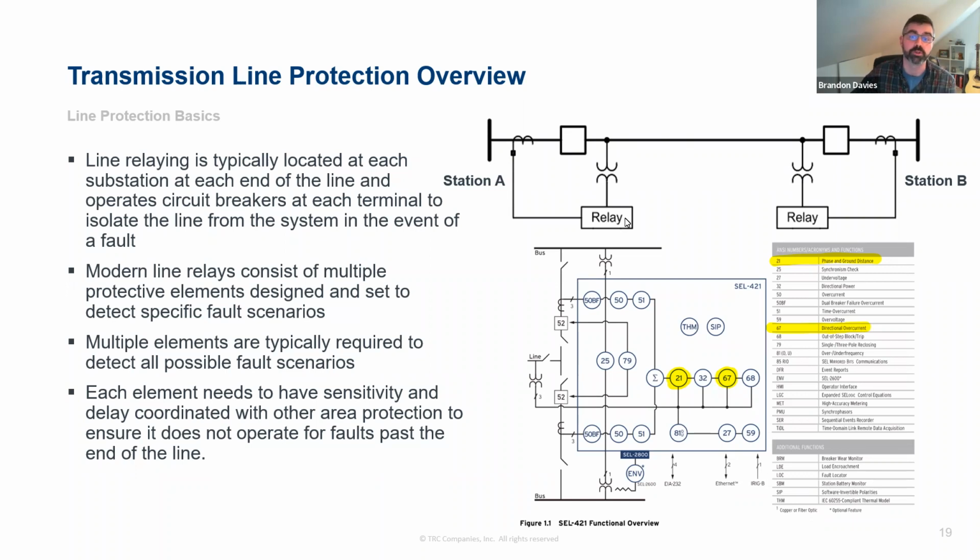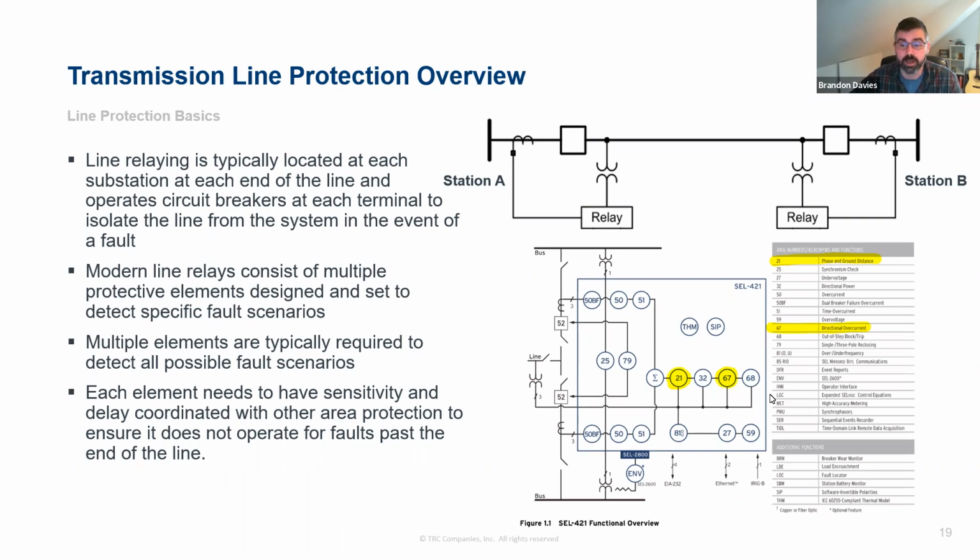They might have two relays for one line, but they both be working in parallel with each other rather than dependent on each other. And within that relay, you've got multiple protection elements that you can apply for various line protection schemes. And this is the 421 overview here. And you can see we've got a whole bunch of different options for things the relay can do.